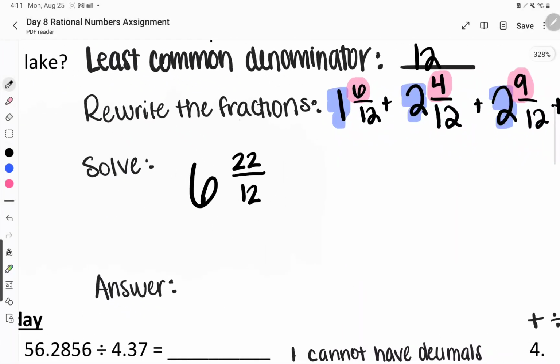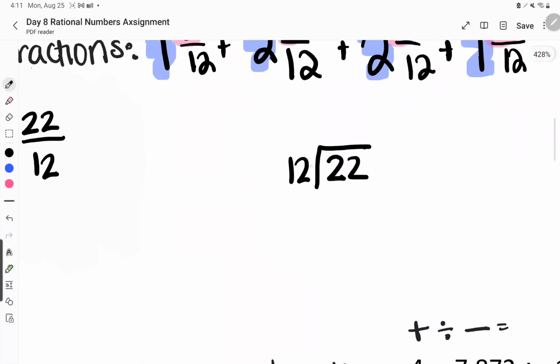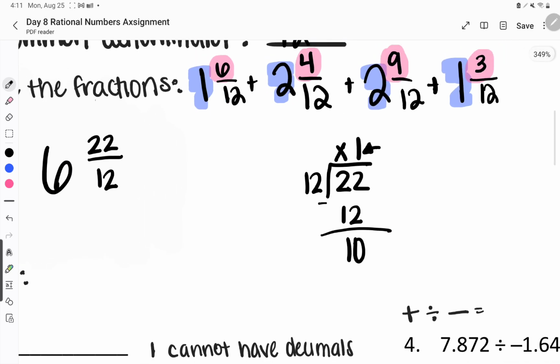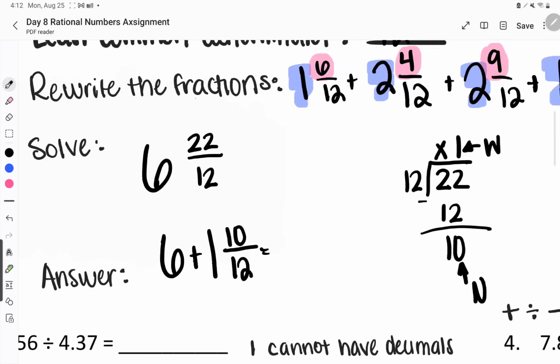After that, I need to simplify this down. I have an improper fraction, so how do I change an improper fraction to a mixed number? I would divide. I would do 22 divided by 12. 22 goes on the inside because it's on top. 12 is too big to go into 2, but it does go into 22 one time. 1 times 12 is 12. Now I subtract, and that gives me 10. So this 1 right here is a whole number, which makes 10 a numerator. I keep my 6, so I have 6 plus the whole number 1, and the numerator of 10 over 12. 6 plus 1 gives me 7.